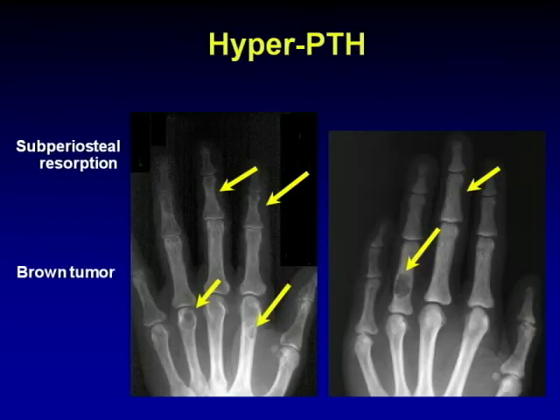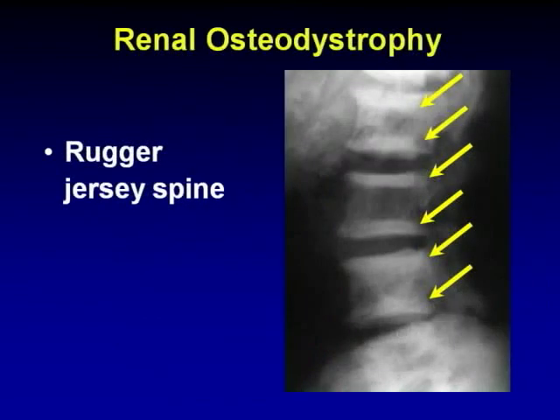So let's see, I'm looking at this case. I see subperiosteal resorption, okay. I see these areas of lucency that are consistent with a brown tumor. This is, everyone, hyperparathyroidism. Awesome. Now, I had a case exactly like this on my boards, so I think it's worth taking a look at.